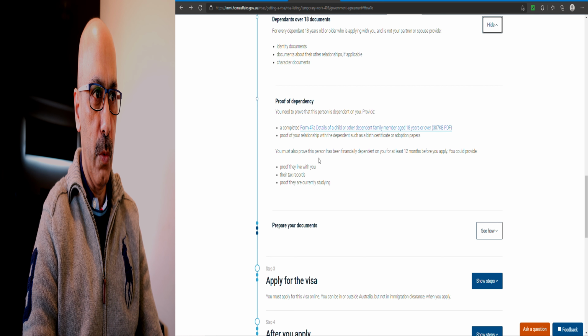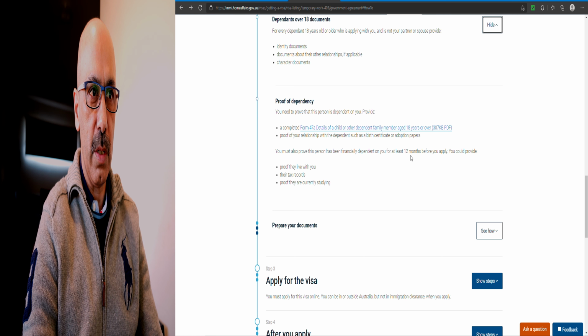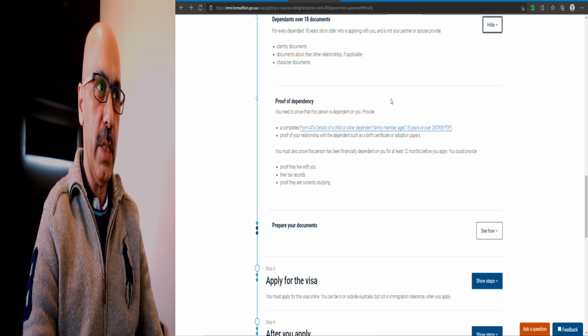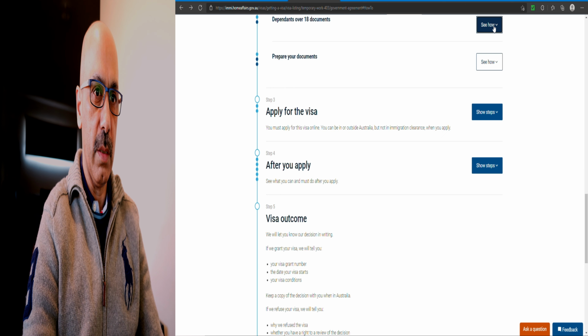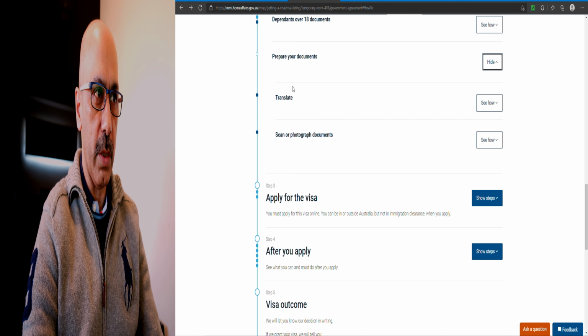You must also prove this person has been financially dependent on you for at least 12 months before you apply. You could provide proof they live with you, their tax record, proof they are currently studying. So these are some dependency requirement for people who are above 18. So now prepare your documents.